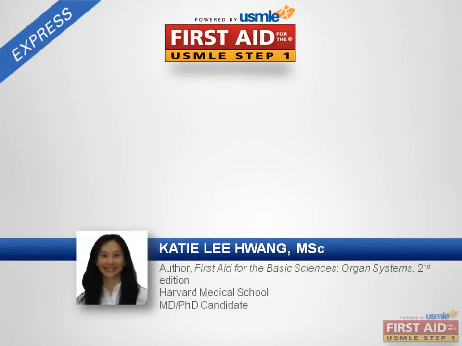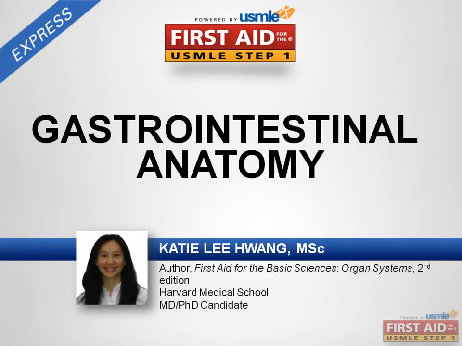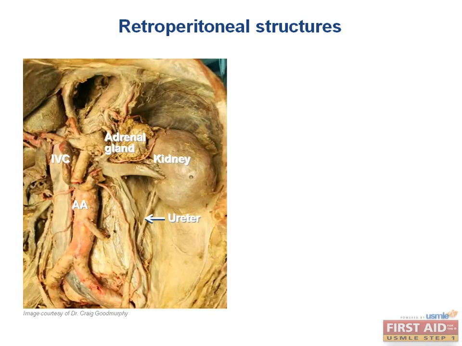Hi, and welcome back to the GI sections in which we're now going to go over anatomy. Let's first go over the retroperitoneal structures. What are the retroperitoneal structures? Well, they are all the different structures located in the retroperitoneal space, or the space in the abdomen behind the peritoneum. The retroperitoneal structures can be remembered by the mnemonic SAD PUCKER.